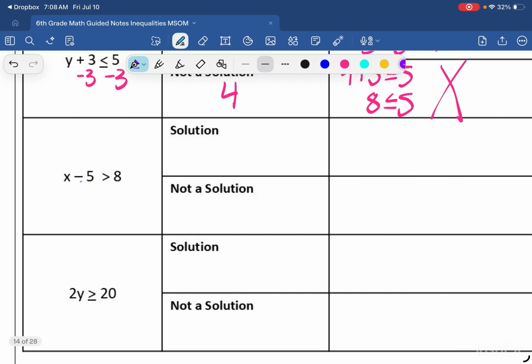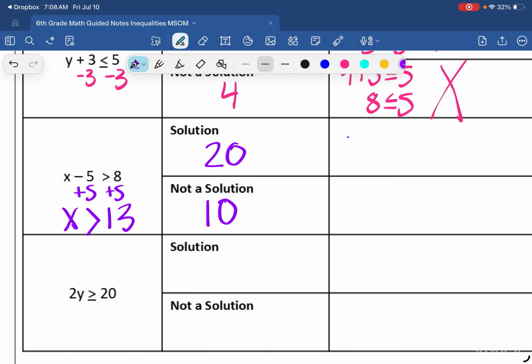x minus 5 is greater than 8, so we will add 5 to each side. My solution is x is greater than 8 plus 5, which is 13. A solution would be any number greater than 13, like 20. Not a solution would be any number less than 13, like 10.